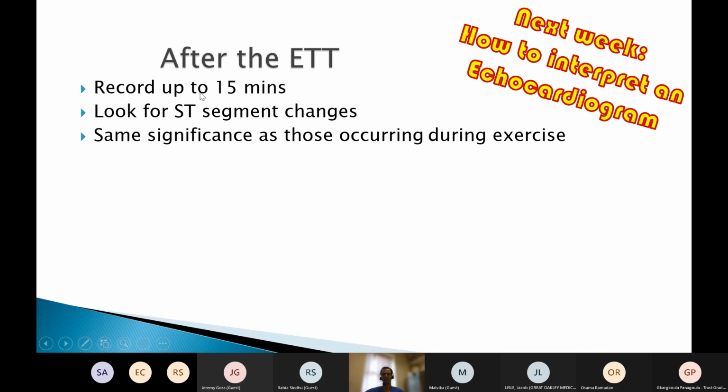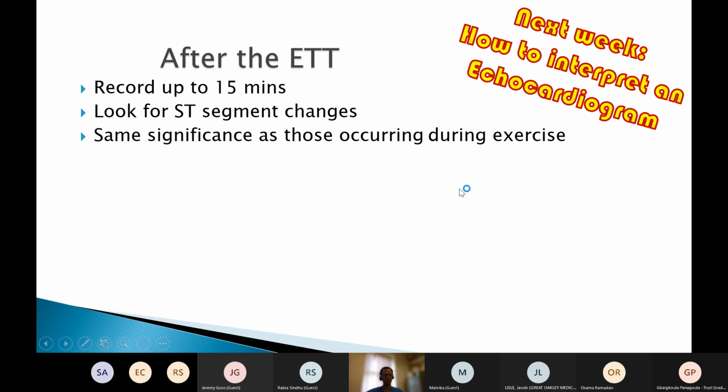Remember to record for at least 5 minutes after the exercise test, for up to 15 minutes, looking for ST segment changes which are as significant as those that occurred during exercise.